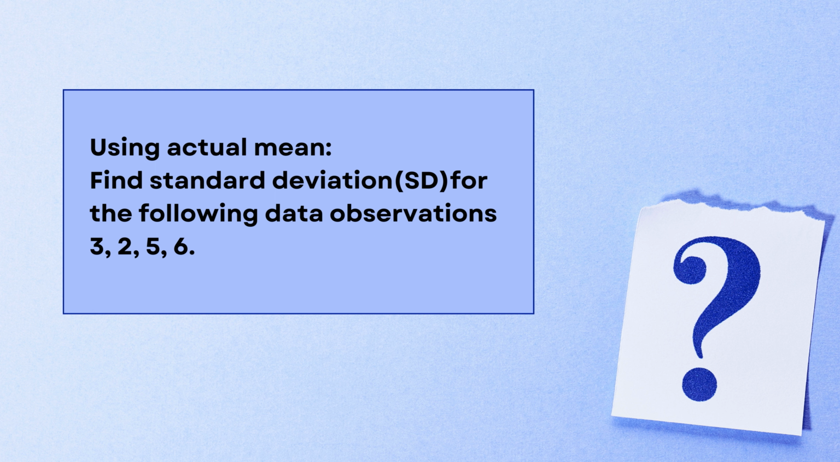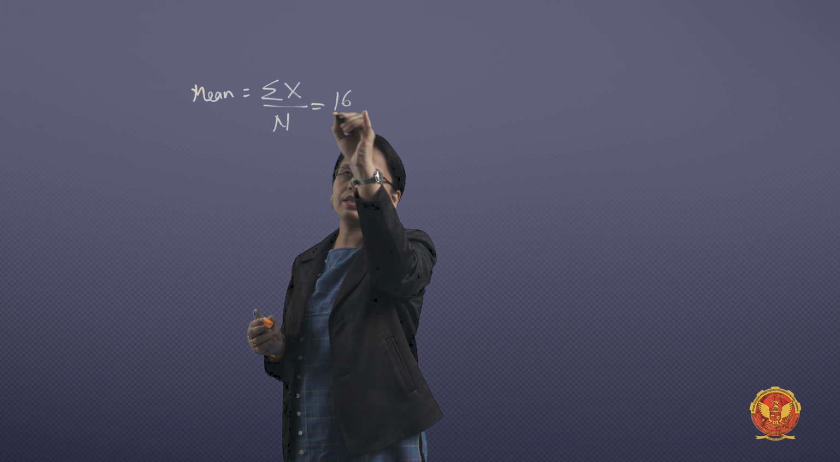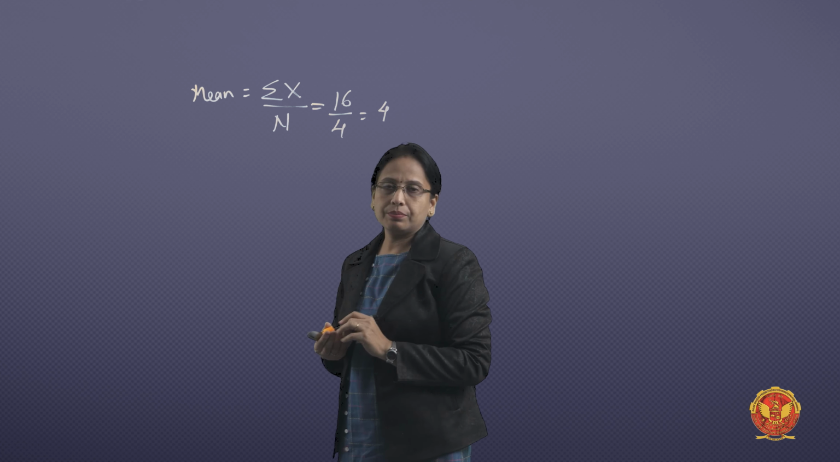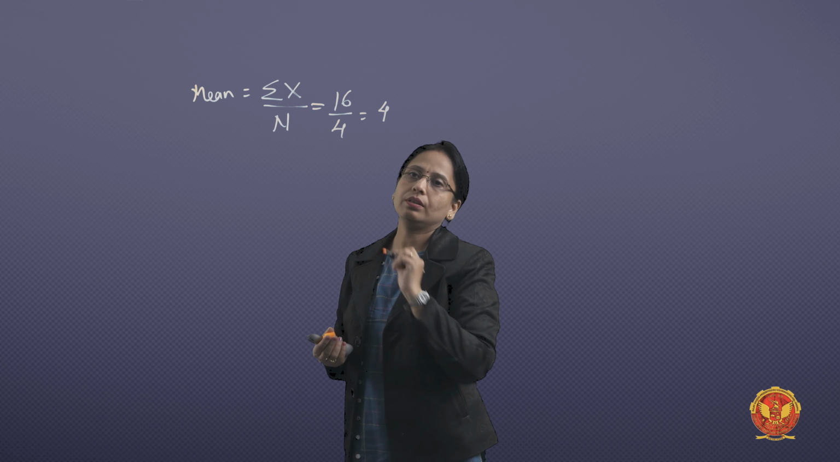In this numerical, you can see the values of x are given. You have to find out the mean. Same method, how to find the mean? Same formula: the sum of all the values divided by the number. When you sum these values, you get 16. How many observations? 1, 2, 3, 4. So what is the mean? You get 4.